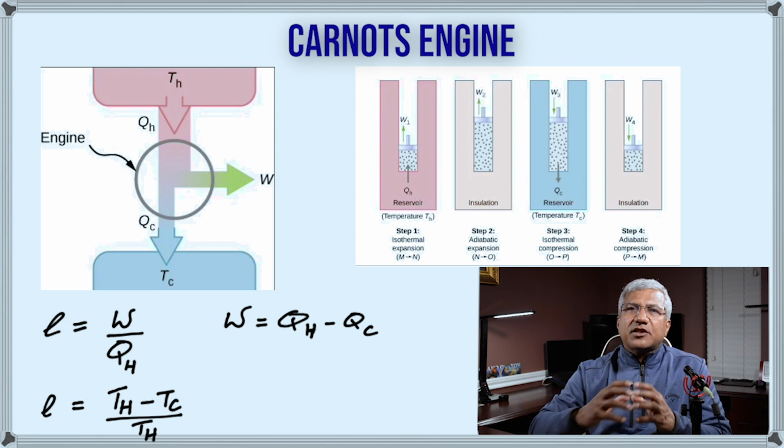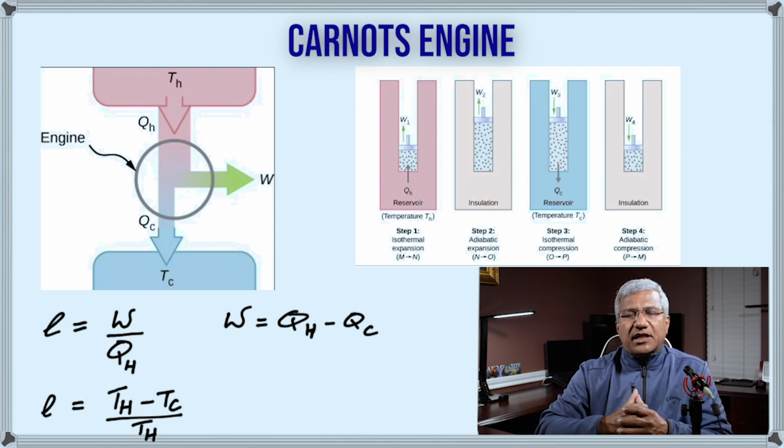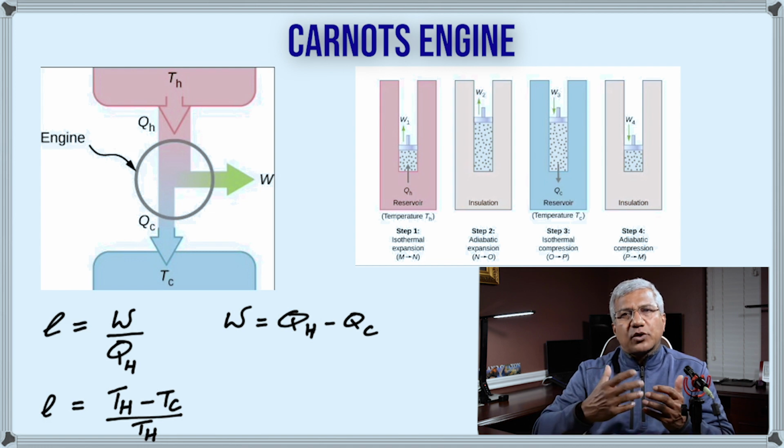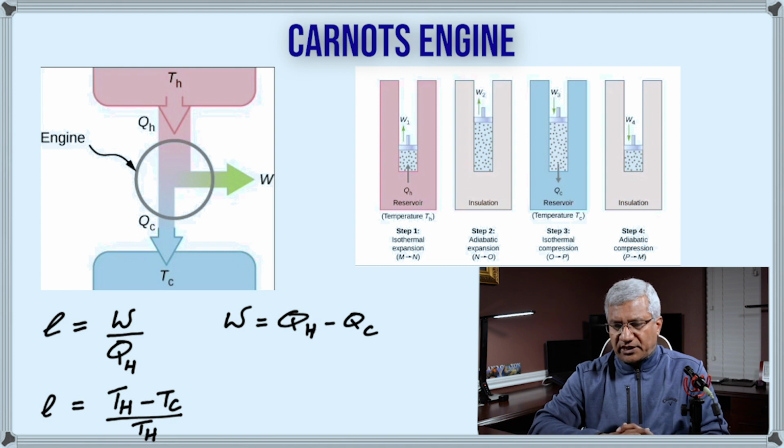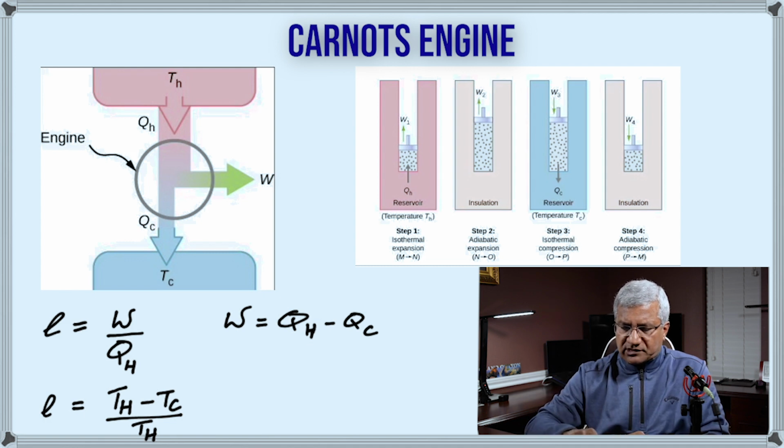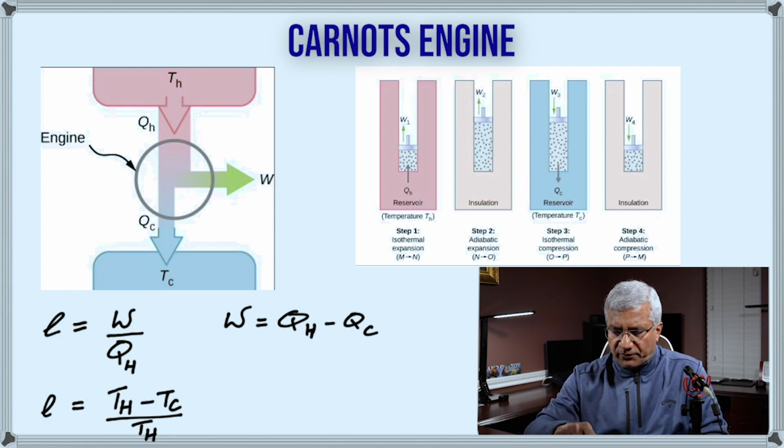Now let us look at the processes involved in a heat engine. A Carnot's engine is actually a 4-stroke engine because there are 4 processes in its working. Those are the 4 processes that are shown here. The first one, step 1, is isothermal expansion.